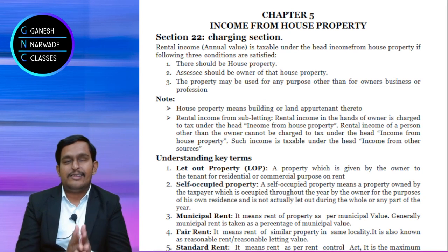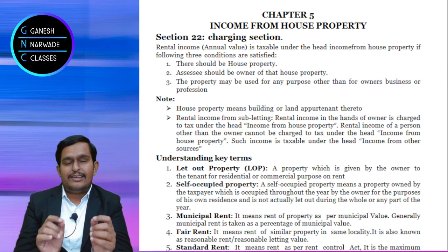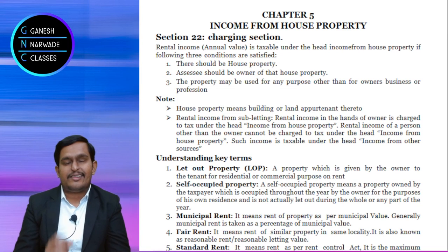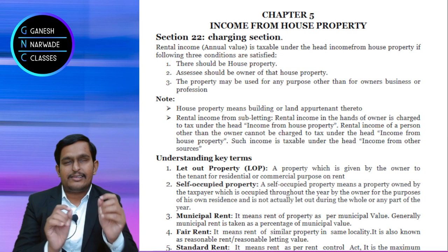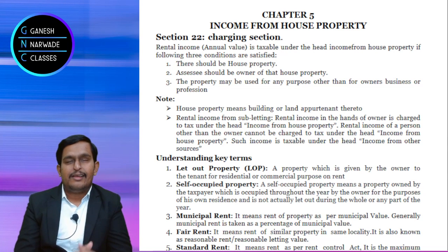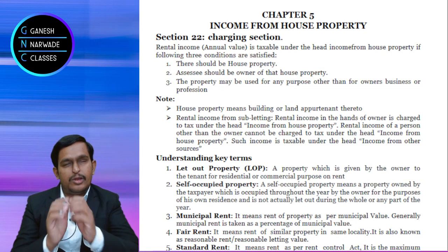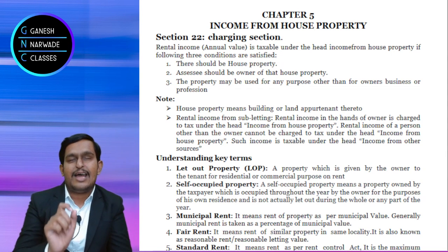Okay, what is income from house property? Under this head, if any income has to be taxed, there should be satisfaction of three conditions. That is given under section 22, the charging section. First, there must be a house property. Second, it must be owned. And third, it can be used for any purpose other than business.